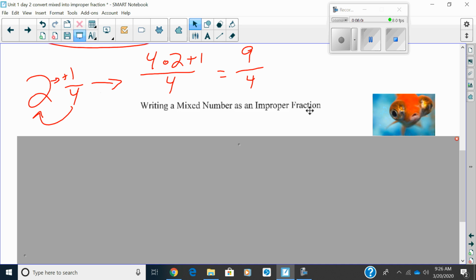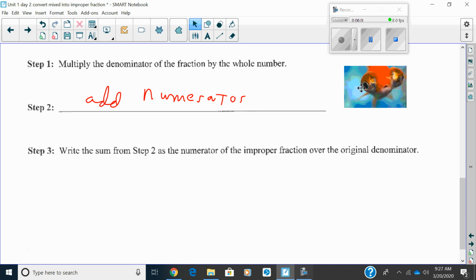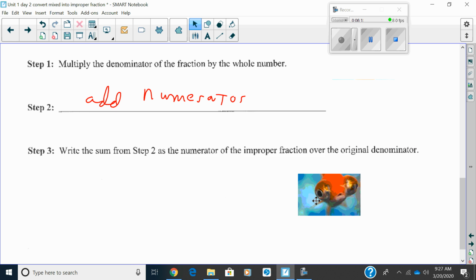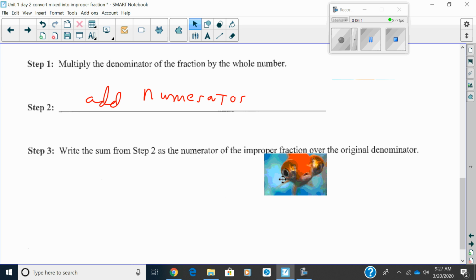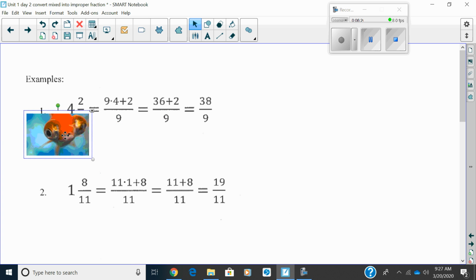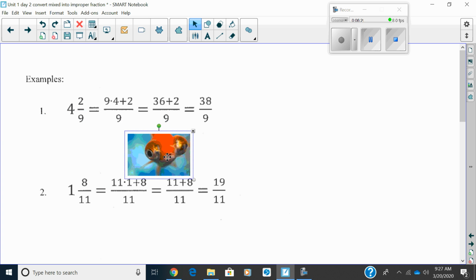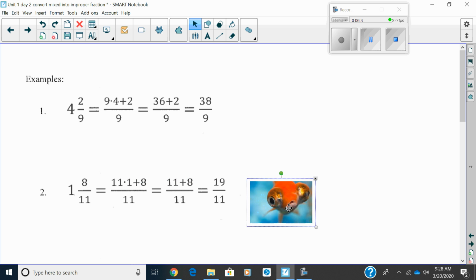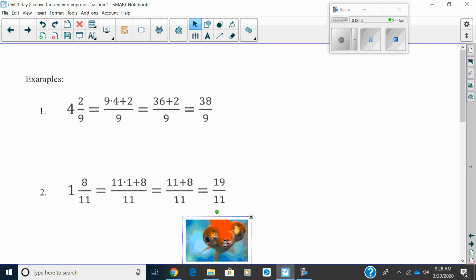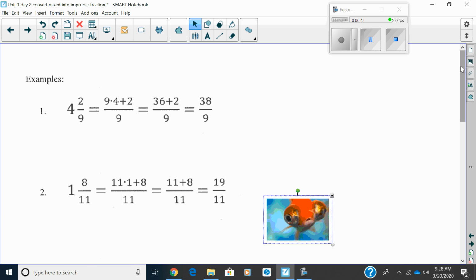We want to do that when we're adding and subtracting, multiplying and dividing. Here are the steps. Multiply the denominator of the fraction by the whole number, add the numerator, and write the sum as the numerator of an improper fraction over the original denominator. Here are some more examples. 9 times 4 plus 2 is 36 plus 2, all over 9, which is 38 over 9. 11 times 1 is 11, plus 8 is 19, all over 11. Notice the denominator stays the same.